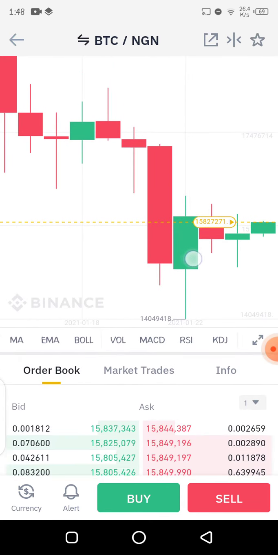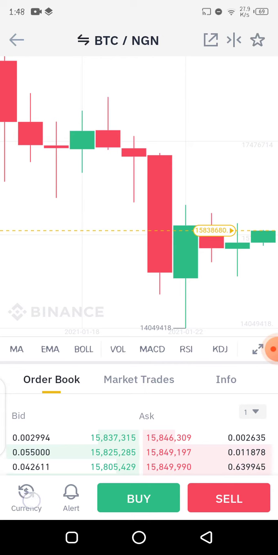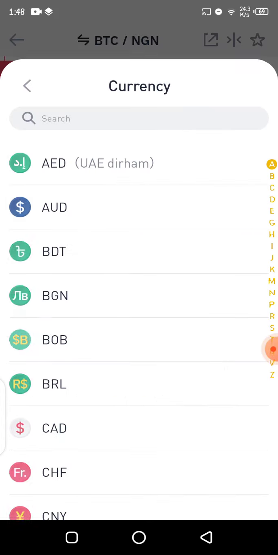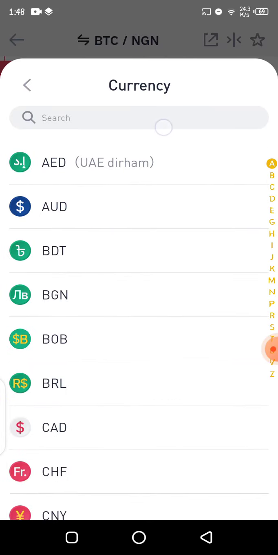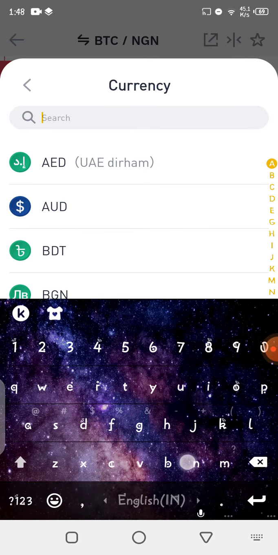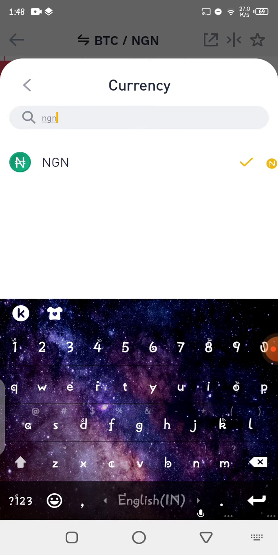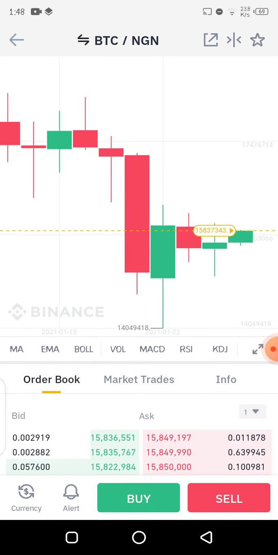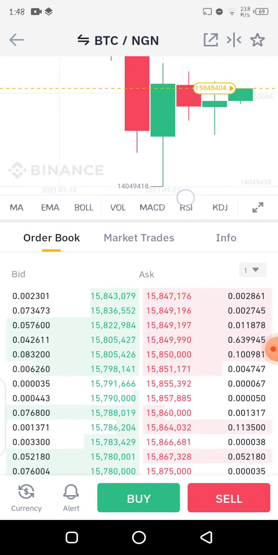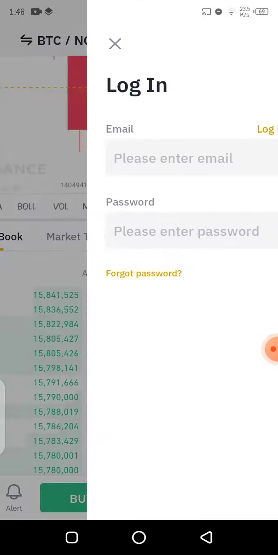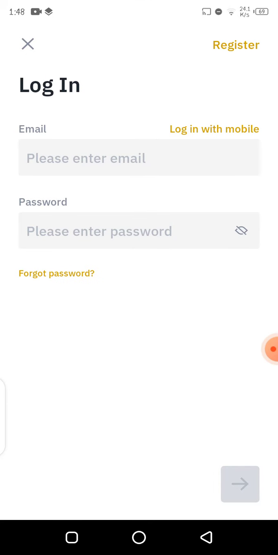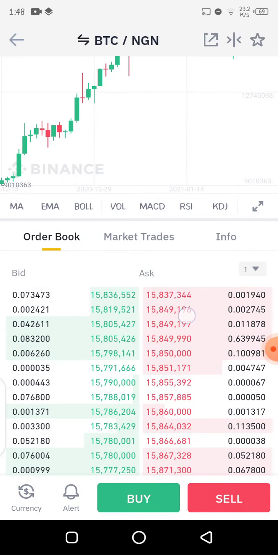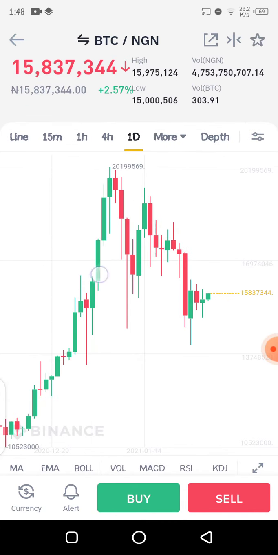Also, before I keep going down here, we have the currency. You can change the currency to any currency you want. You can change to US dollar, you can change to naira, you can change it to anything. So that's the currency you're going to be seeing, not trading with per se, but seeing. You're going to be seeing your values in that currency. You can set alerts for when... Okay, I have to log in for that. So maybe when we start trading, we're going to learn to set alerts.